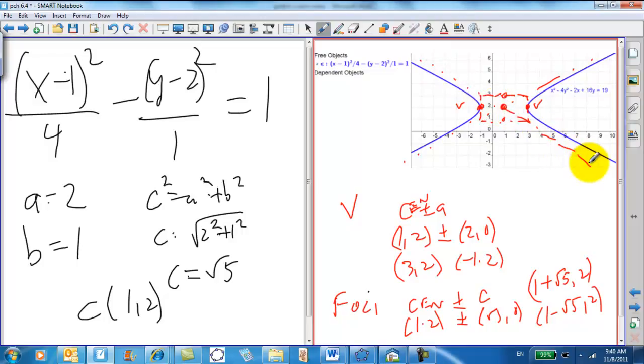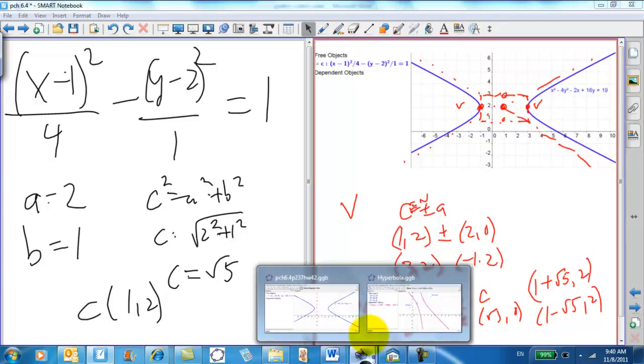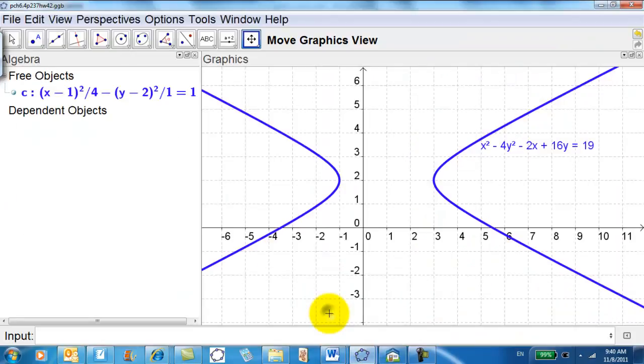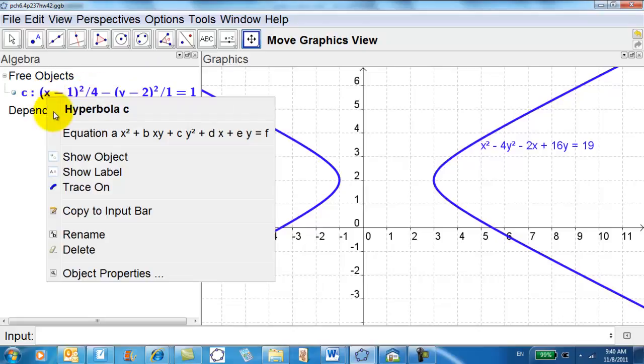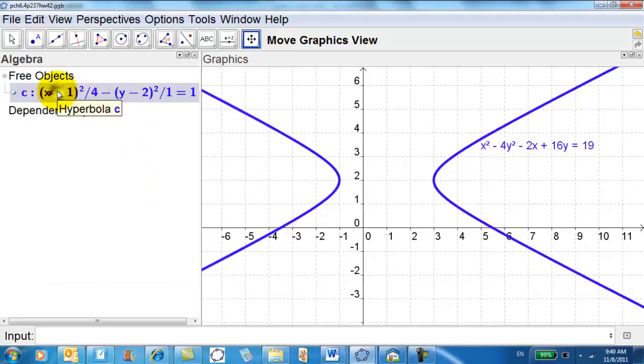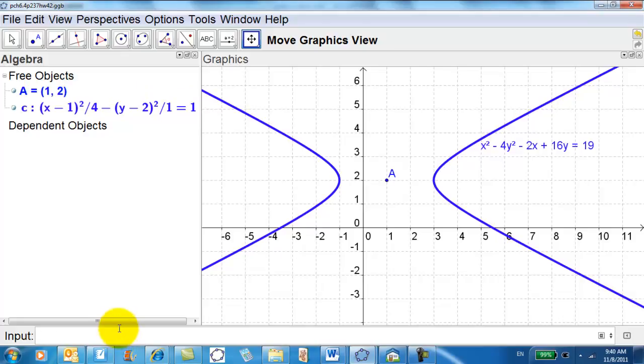Now you can see a much better job of what's going on here if I switch over to GeoGebra. Here in GeoGebra, I actually have it displayed in both this format, the standard form, and also the center form. And you can just right-click on your things and you can switch back and forth between the two types of equations, standard form or centered form. There's our center. Let's get that center located at 1, 2. Got our center at 1, 2.